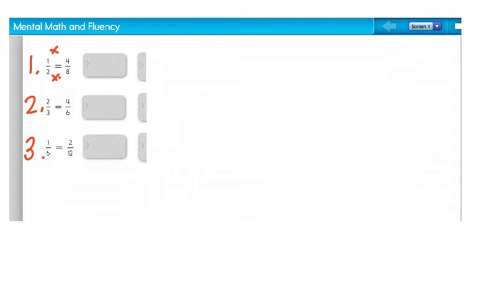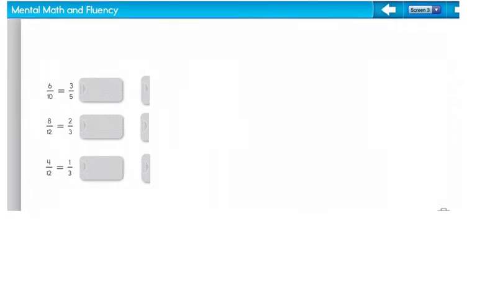Number 1, they multiplied the numerator and denominator by 4. Number 2, they multiplied the numerator and denominator by 2. And the same thing for number 3. All right, now try this one.